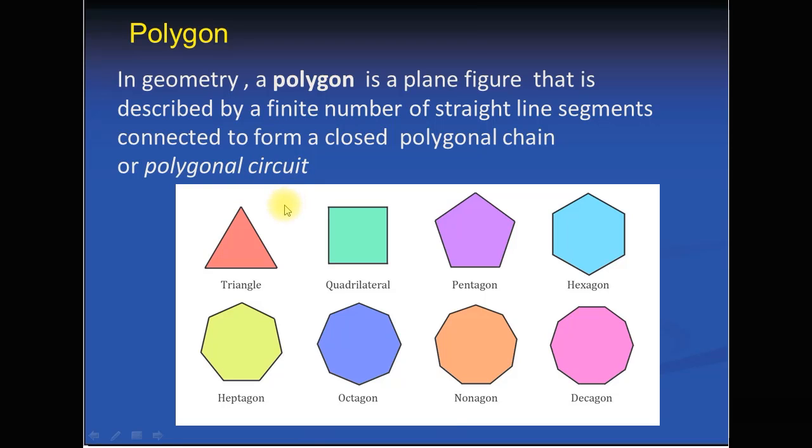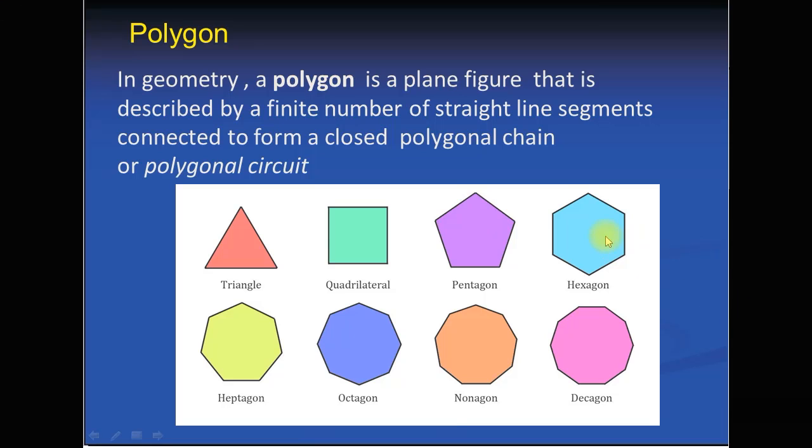For example, as I have already told you, these are the different types of polygon. This is the triangle. In this triangle there are 3 sides connected, so this is a polygonal circuit of 3 sides. And this is a quadrilateral. A quadrilateral means square, rectangle, parallelogram. In all these quadrilaterals, sides are connected to form a closed polygonal chain or polygonal circuit. And this is the pentagon. In a pentagon there are 5 sides, 1, 2, 3, 4, 5. 5 sides connected to form a closed polygonal chain.